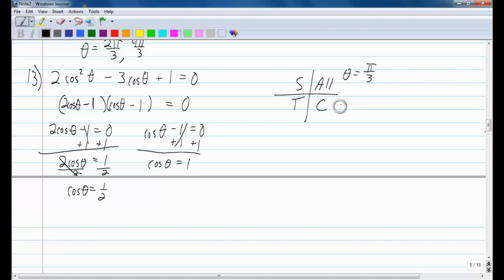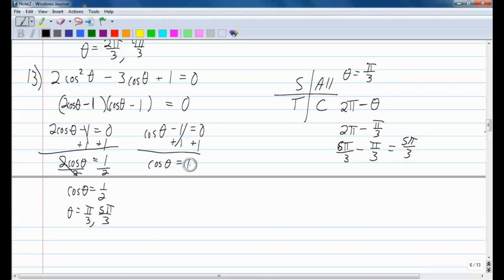To get its multiple in the fourth quadrant, I say 2 pi minus the reference angle. So 2 pi minus pi over 3. So you probably want to think about that like 6 pi over 3 minus 1 pi over 3. It's going to be 5 pi over 3. So my two answers for this first problem here are pi over 3 and 5 pi over 3.